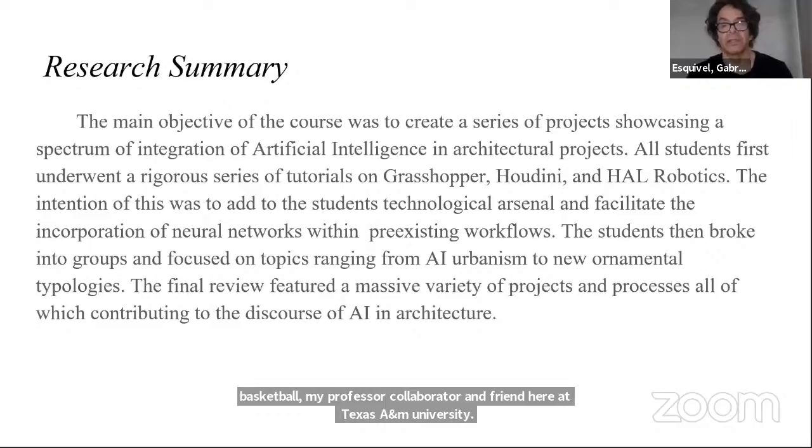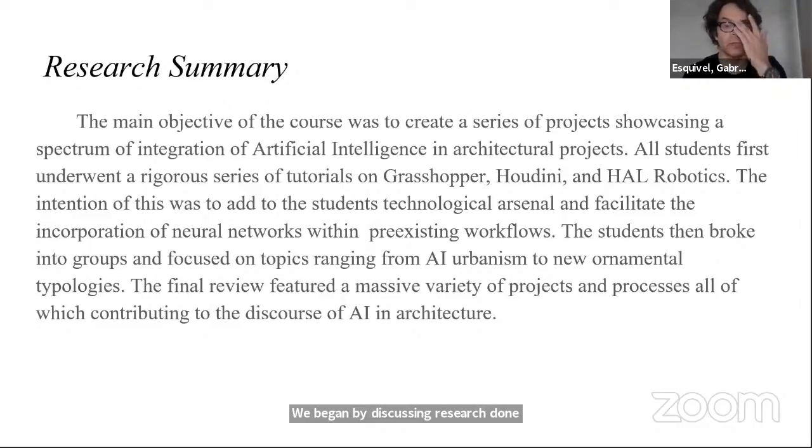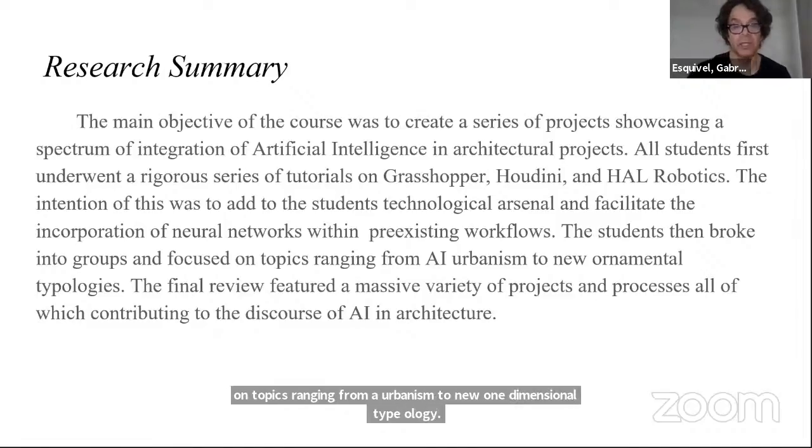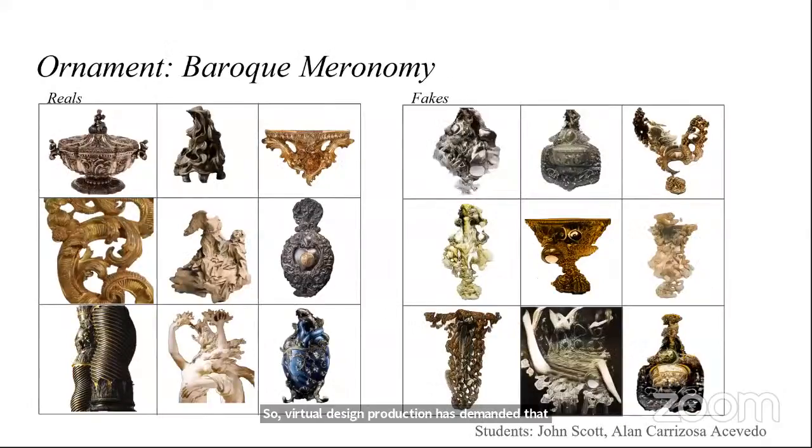We began by discussing research done over the past two semesters in a class we co-taught along with various collaborators, including Jin Jaminet, Mehdi Farah Bakash, and Jaris Boutaniers. The main objective of the course was to create a series of projects showcasing a spectrum of integration of artificial intelligence in architectural projects. The lab focused on topics ranging from AI urbanism to new ornamental typologies. The final product featured a variety of projects and processes. Virtual design production has demanded that information be increasingly encoded and decoded by means of image compression technologies.